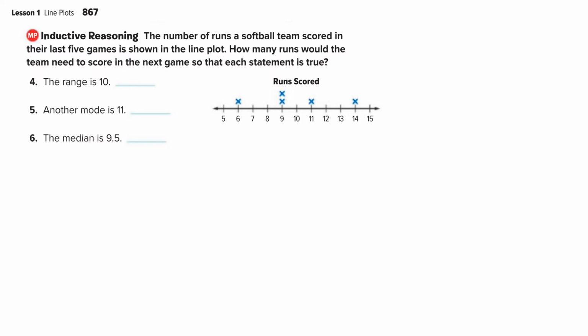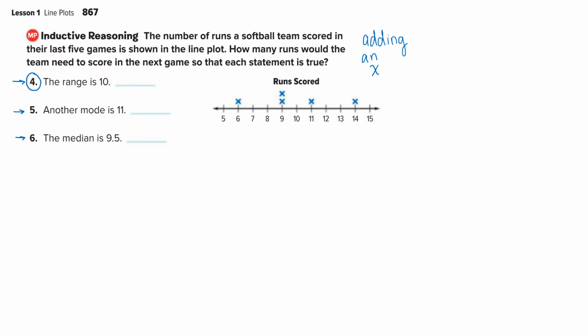They have a game coming up, and we're going to be adding an X to represent that game. And we want the following statements to be true. Now the X doesn't have to be the same for questions 4, 5, and 6. Let's take a look at question 4. After their next game, the range will be 10.